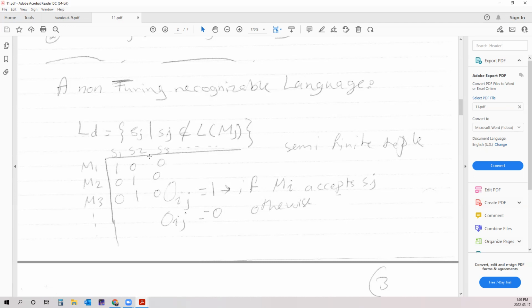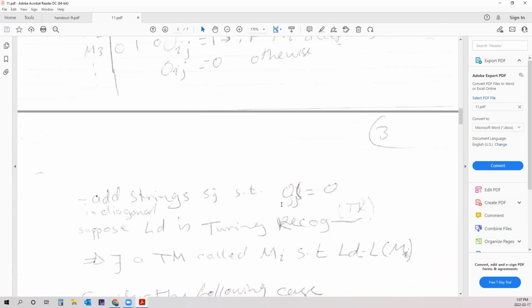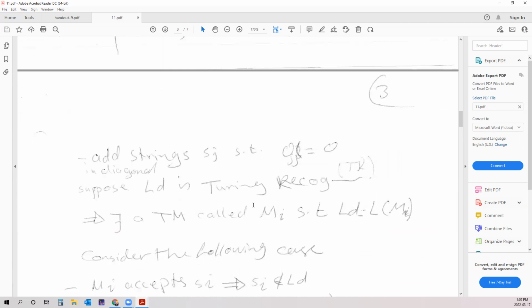Here we have a semi-infinite table. We start from the left and go to the right. For example, if we have S1, it's accept; S2, it's reject; S3, it's accept; M2: reject, accept, reject, reject, accept, reject. So if it's accept, we'll give a 1. If it's reject, we'll put a 0, or loop. Add a string Sj such that the diagonal entry, Ojj, equals 0.